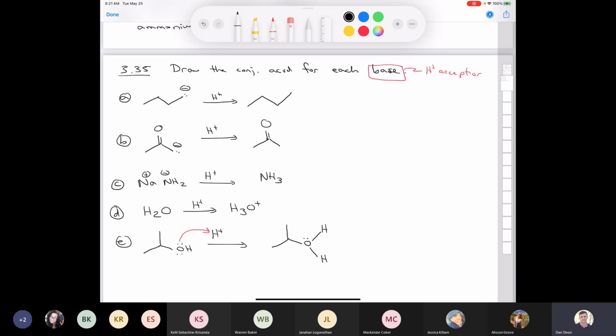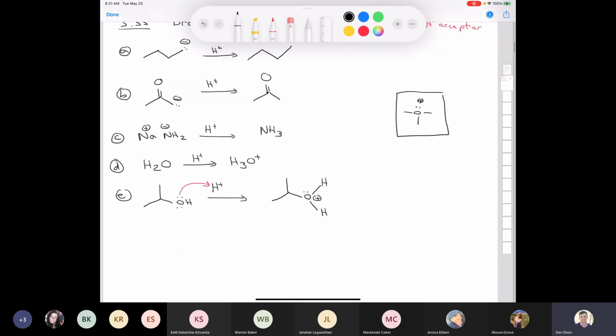Yeah, it's +1, absolutely. Because one of the bonding patterns for oxygen is that whenever oxygen has 3 bonds and a lone pair, it's got a positive charge. There we go. So there's our conjugate acid of the alcohol.